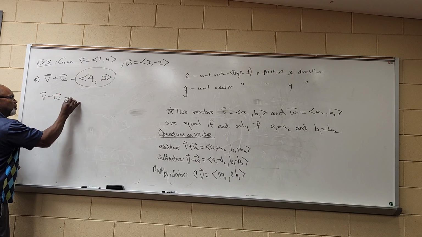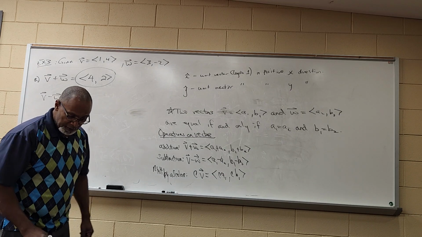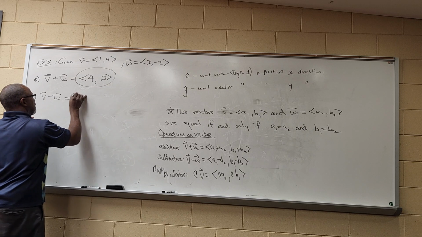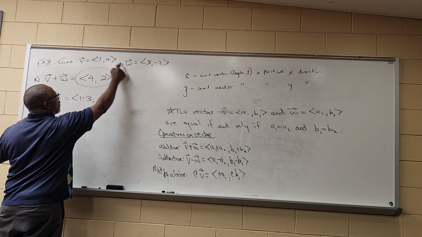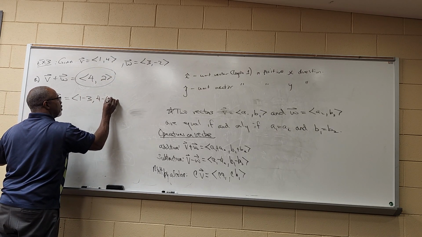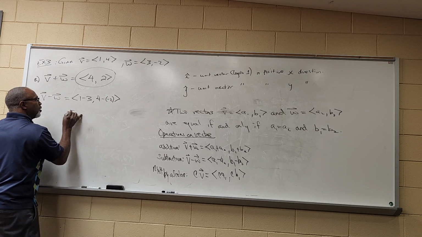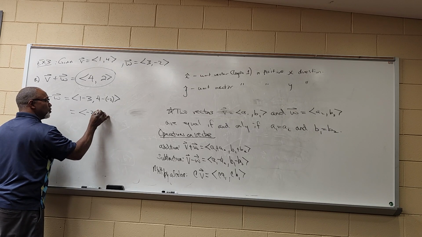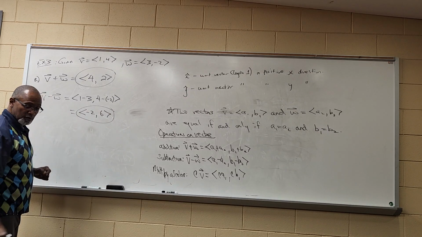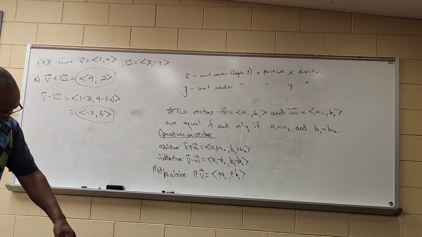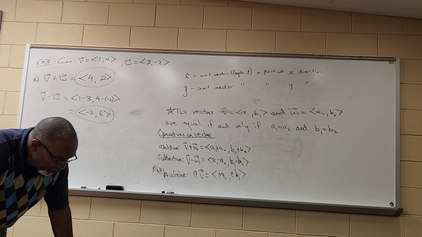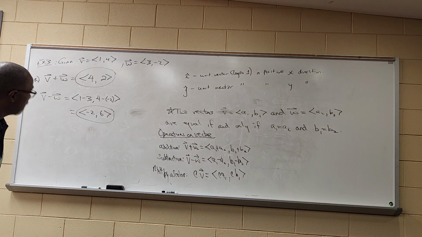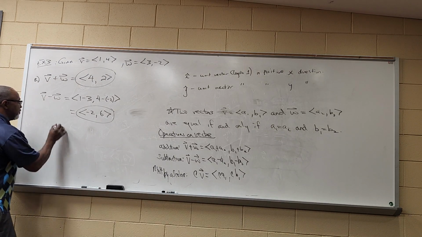V minus W is part B. Well, that just says 1 minus 3, and then 4 minus a negative 2. 1 minus 3 is negative 2. 4 minus a negative makes 4 plus 2, or 6. Okay? And they show you that resultant vector. We'll do that one for part A, and I'll leave part B to you.